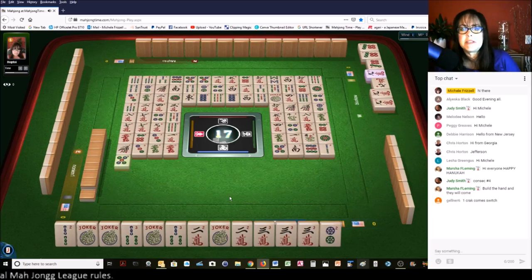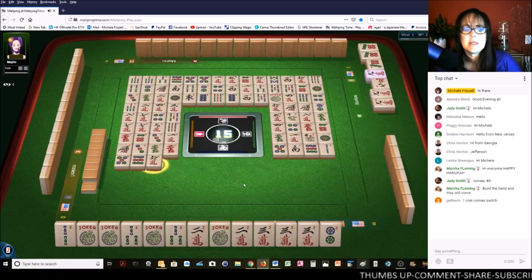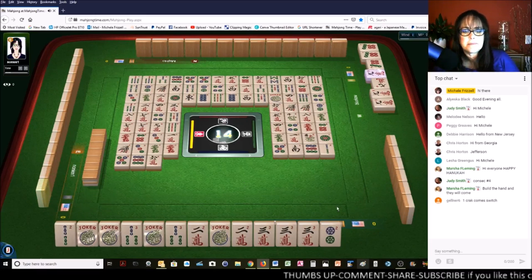We are concealed, so we can't take that. Oh, can you believe this? Not a single flower. The nice thing is there are none out yet. Nine dots. None have been discarded either. One. No, I take that back. Six, two characters. Two flowers have been discarded.